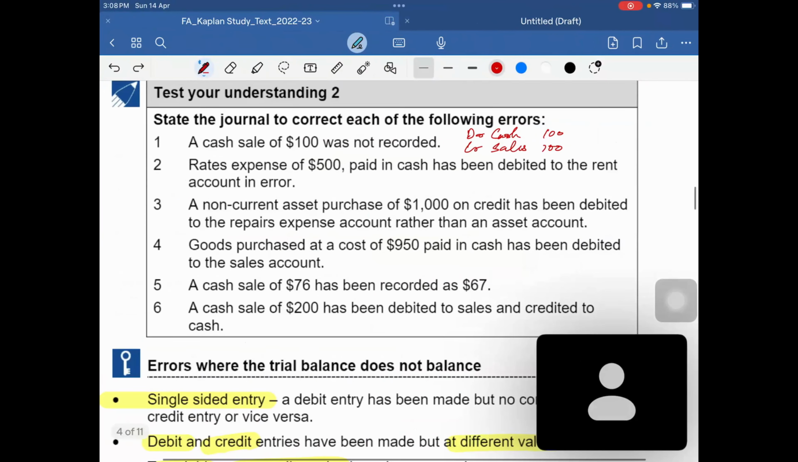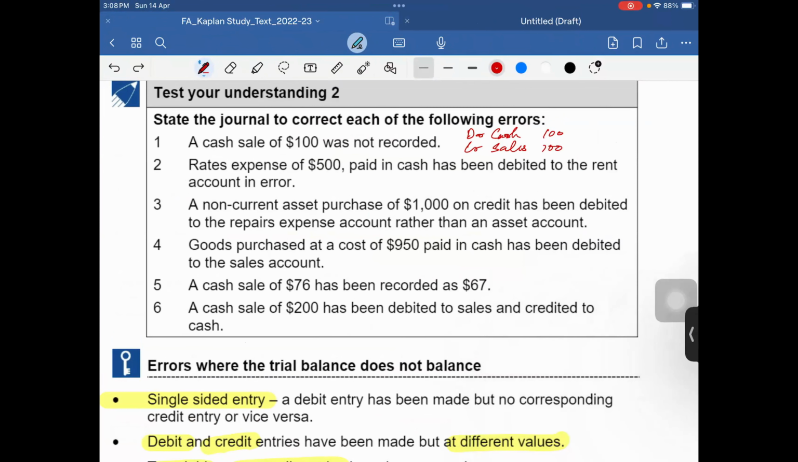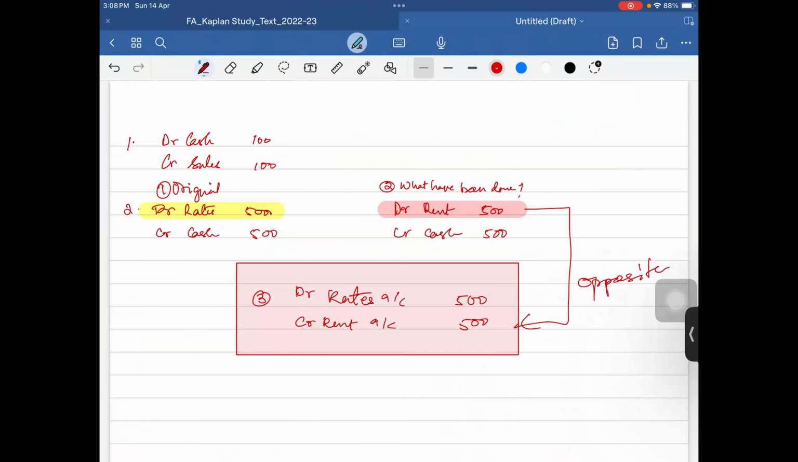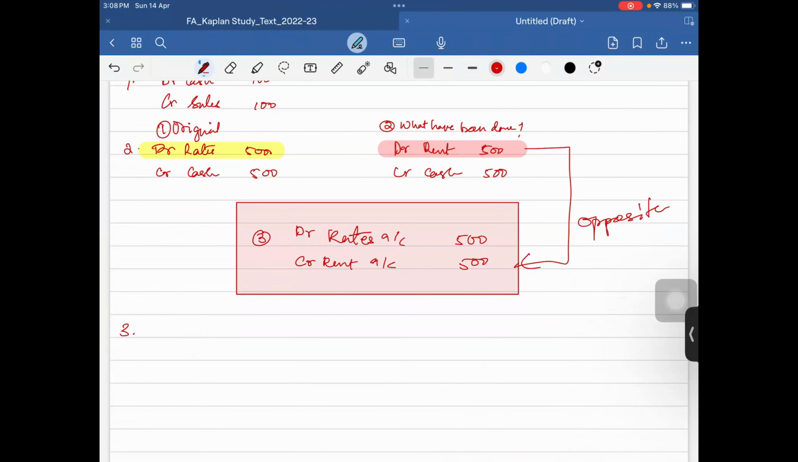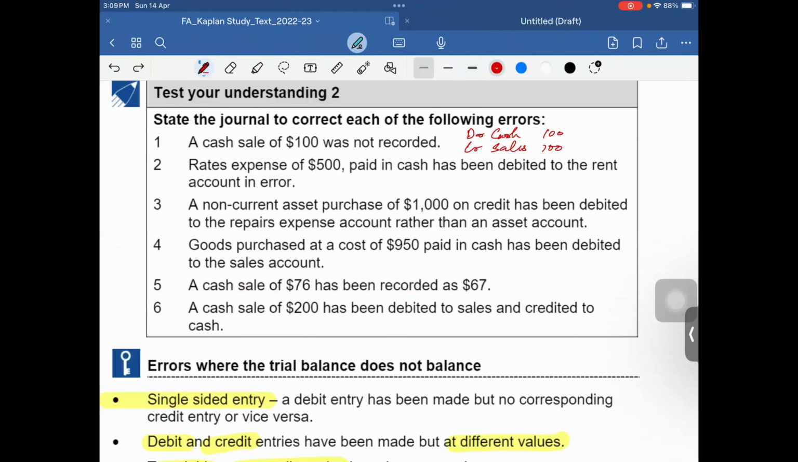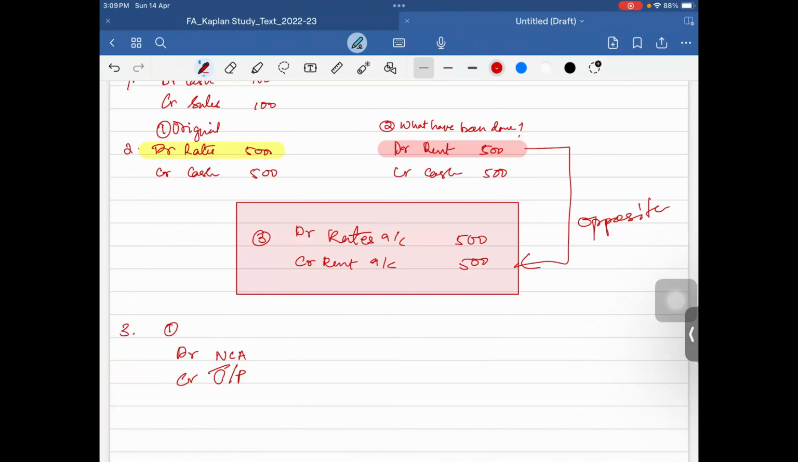Next question. A non-current asset purchase of 1,000 on credit has been debited to the repairs expense account rather than an asset account, right? The original entry should have been debit non-current asset, credit trade payables, since it's on credit. But what did they do? They took it to the repairs account. This is the wrong entry.